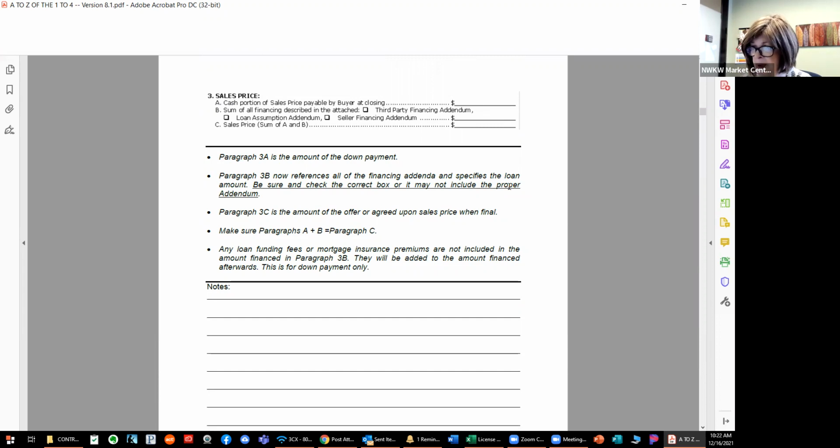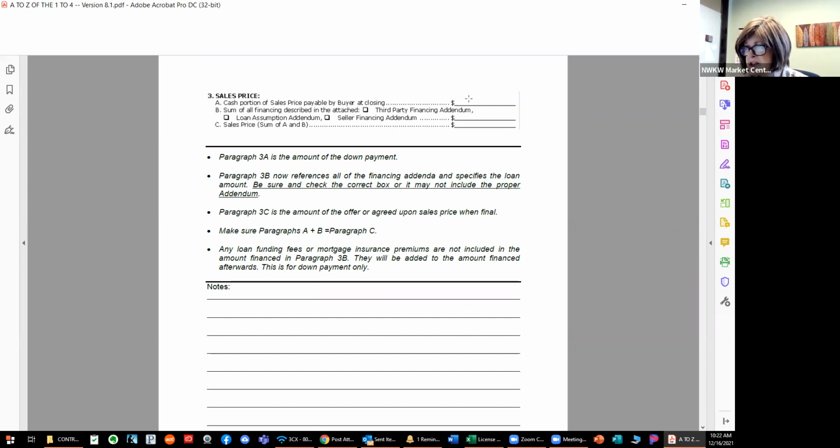3A is the amount of the down payment they're putting down. 3B is the amount of financing that they're going to get. And be sure, if there's a little box, check the box. If there's financing involved, third-party financing addendum, check that box. Without checking that box, that third-party financing addendum might not be considered attached to this document. It just makes things cloudy, and there's a little bit more room for tension.